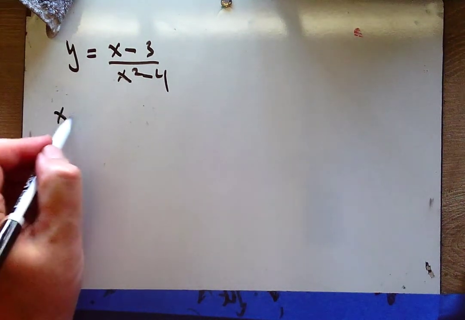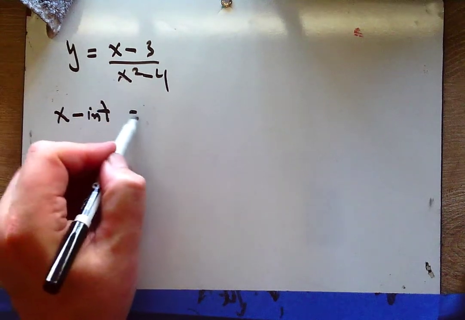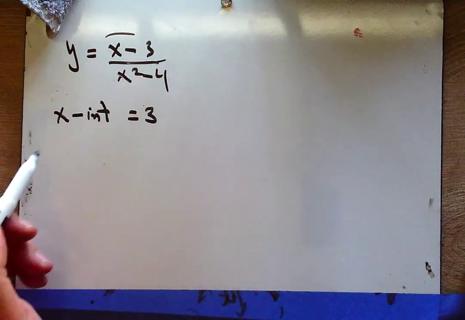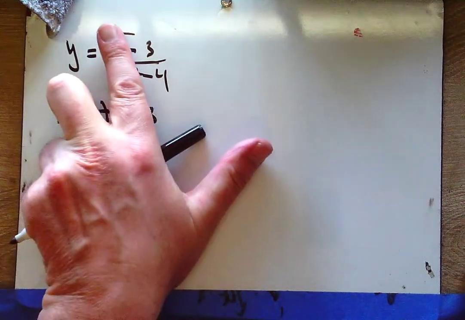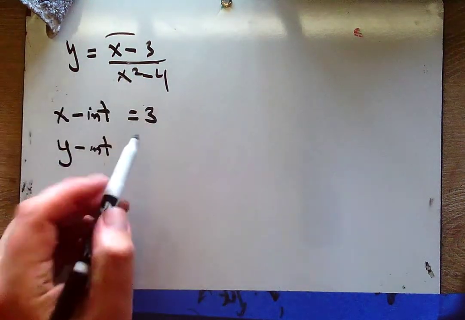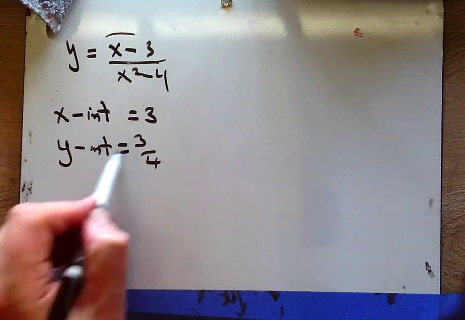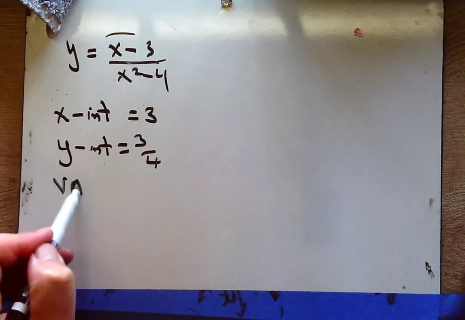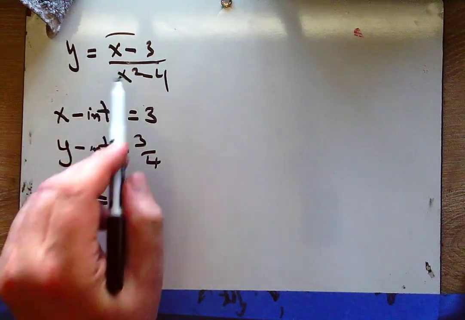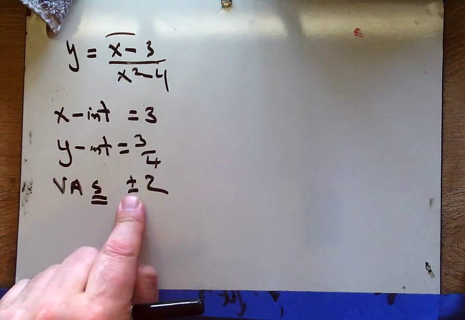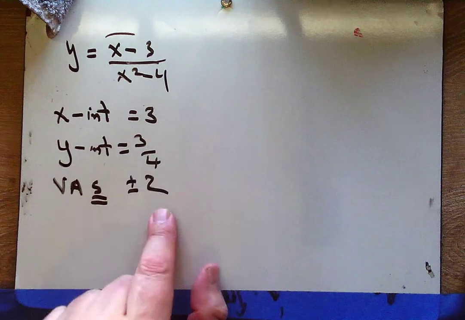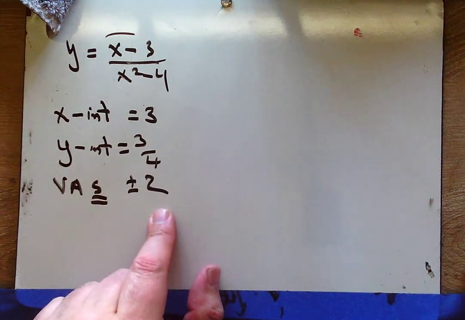Okay, we know the x-intercept is equal to 3 from setting the top equal to 0. We know the y-intercept is 3/4 because we plug zeros in for x's. We know the vertical asymptotes. Don't forget plus and minus 2. You can't forget the plus and minus. You can't forget to take the square root of the 4.